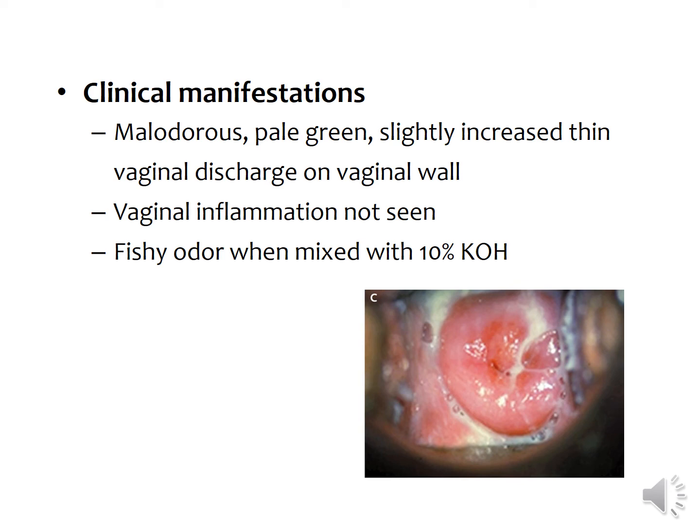Manifestations: a malodorous, pale green, slightly increased thin vaginal discharge seen on the vaginal wall. See here, this is the pale green color. Vaginal inflammation is not seen, but to some extent you can see little inflammation around the cervical arch. When you combine it with 10% KOH, it gives a fishy odor. That means the whiff test is positive. Here also the whiff test is positive.